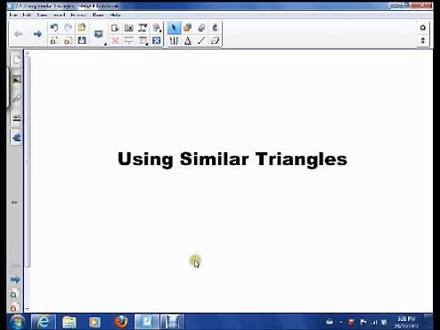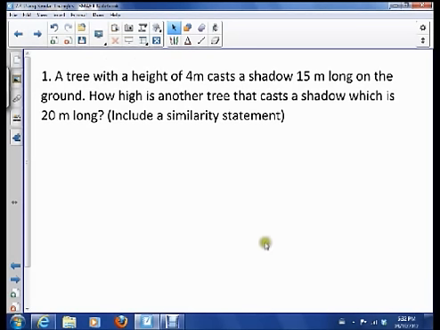Hey guys, today we're going to look at some actual real life situations of using similar triangles. As we said, some situations are going to be more useful than others, and similar triangles are actually used all the time to figure out heights of things that we can't reach to measure. So here's the first example.